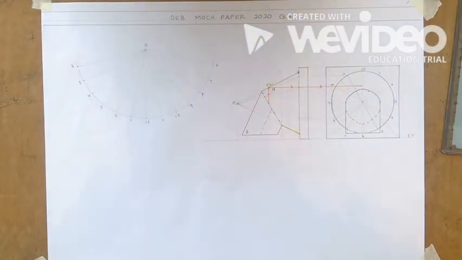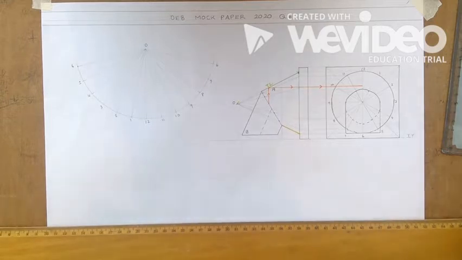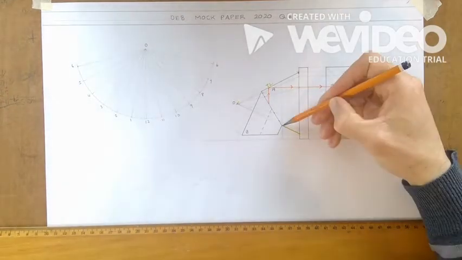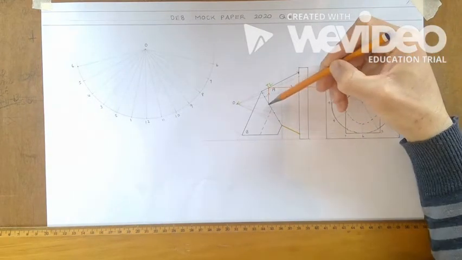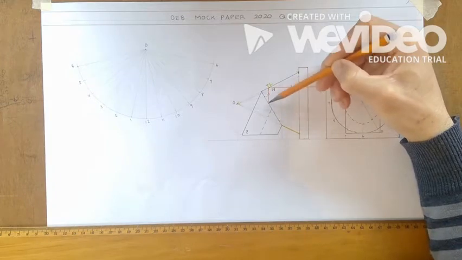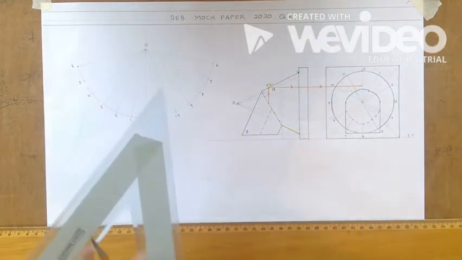Now that would be the development for a full cone, but we have a truncated cone. So what we need to do now is show that truncation in our surface development. In order to do that, we're going to have to use these points that we already used to draw our view of the truncation, but now use them to get our surface development.